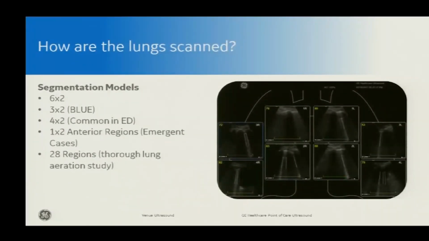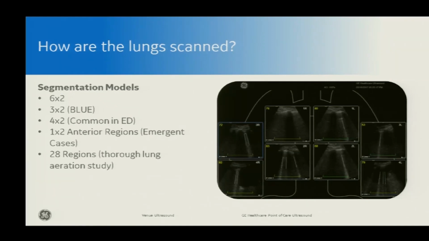Now there's multiple segmentation models that are used, and it really just depends on the preference at the particular site. Some use a 6x2 segmentation model. This is available on Venue. The Blue protocol calls for a 3x2 segmentation model. Common in the ED is a 4x2 segmentation model, as you see on the right-hand side here.